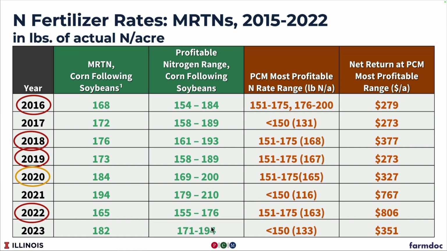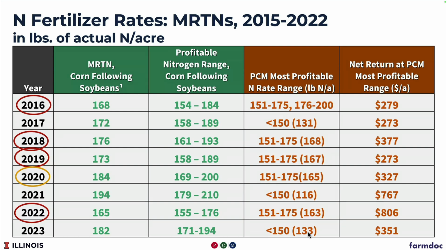And in 2023, the MRTN range was 171 pounds of nitrogen to 194 pounds of nitrogen per acre. And that was one of those years, again, where we had high prices and good mineralization. Farmers who applied less nitrogen, around 133 pounds of nitrogen per acre, were the most profitable. So we won't circle that one.